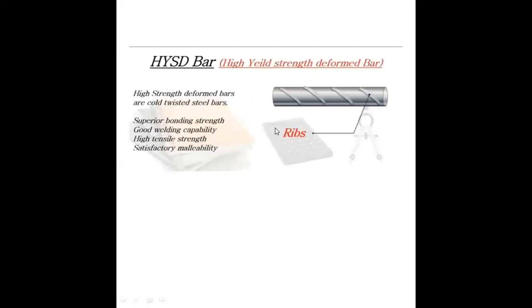Now the next one is the HYSD bar, meaning high yield strength deformed bar, and we are discussing the ribs. High strength deformed bars are called twisted steel bars. They have superior bonding strength, good welding capability, high tensile strength, and satisfactory malleability.